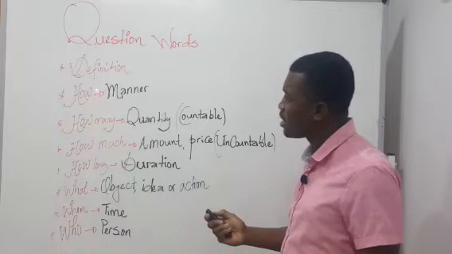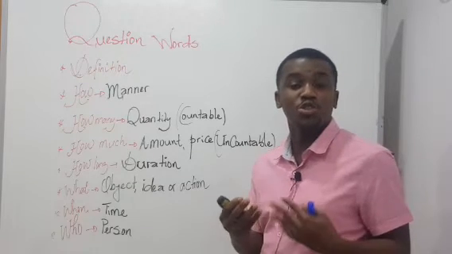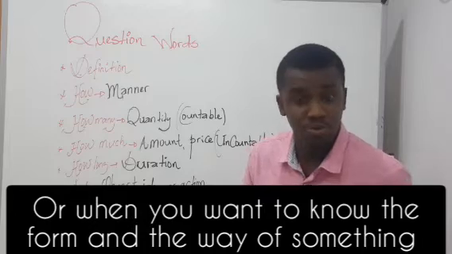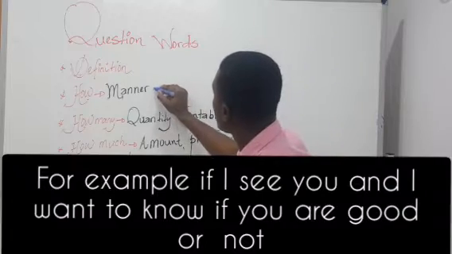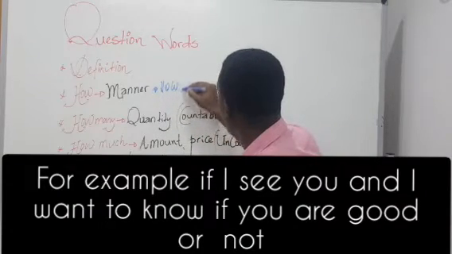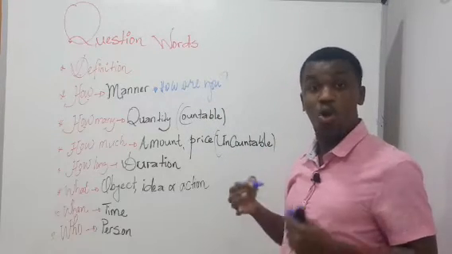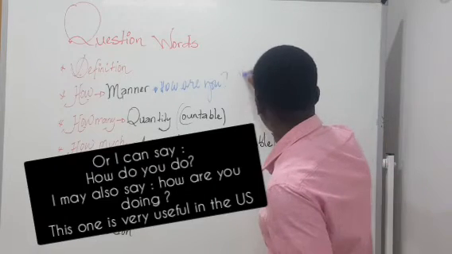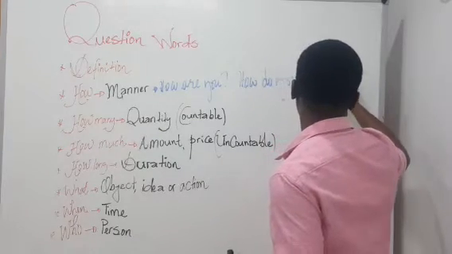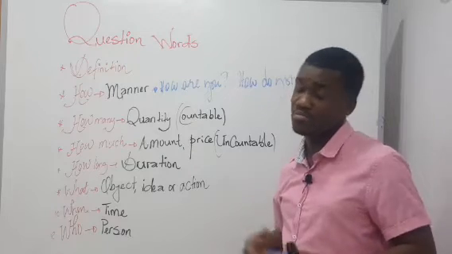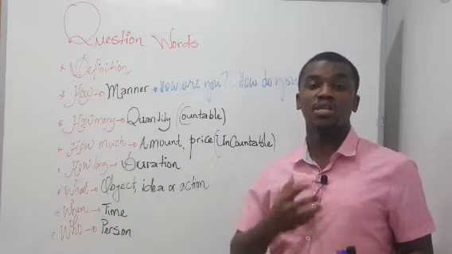how? Basically, we use how when you talk about a manner, when you want to know the form of something, or when you want to know, how can I say, the state of something. For example, if I see you, I want to know if you are good or not. I say, how are you? Or I say, how do you do? Hey, Mr. Evening, how are you? I'm fine. You see, I use how because I just want to know the manner of something.